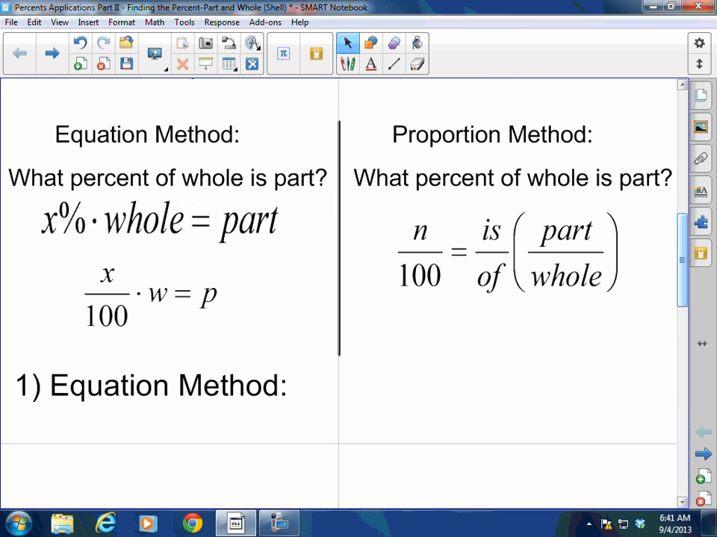If we want to use the proportion, what percent of a whole is a part? Well, we're going to use n over 100, what part out of 100. So what percent, and then that's going to be set equal to is over of. The is belongs to the part, and the of belongs to the whole. Now it's kind of hard to see how this is going to work without actual numbers. So let's look at some actual examples and decide for yourself which one you like.